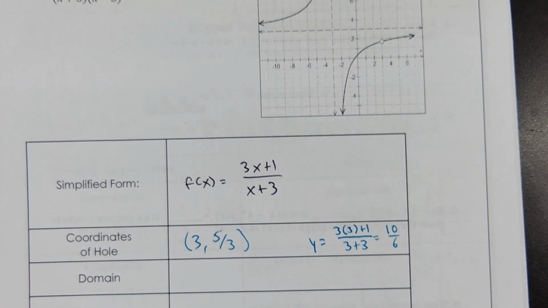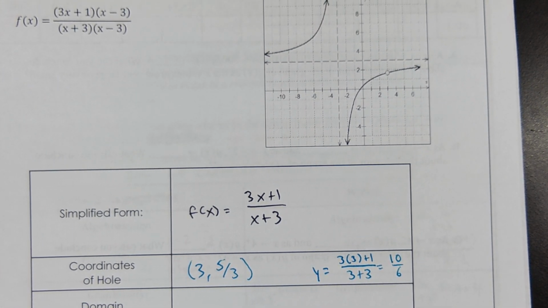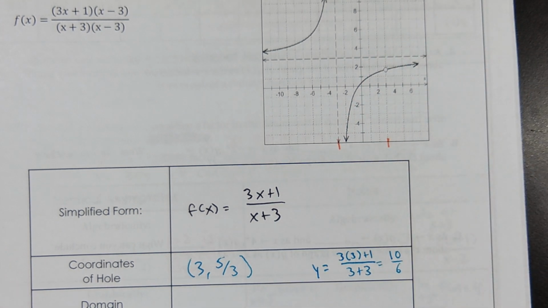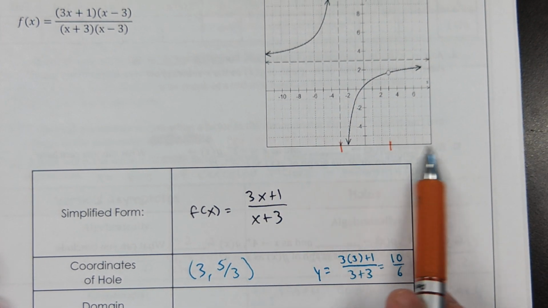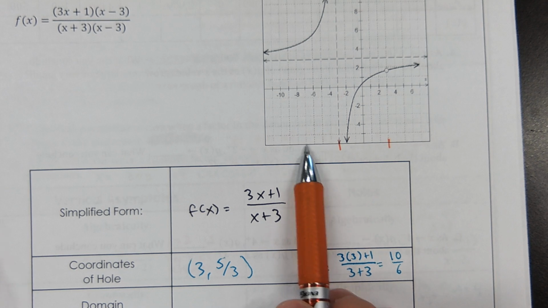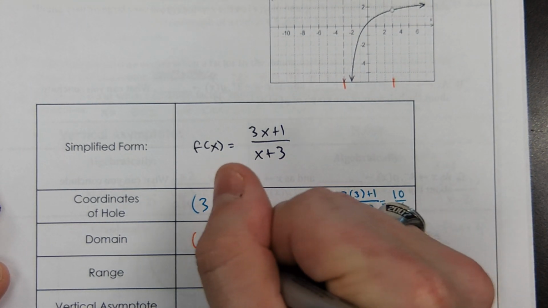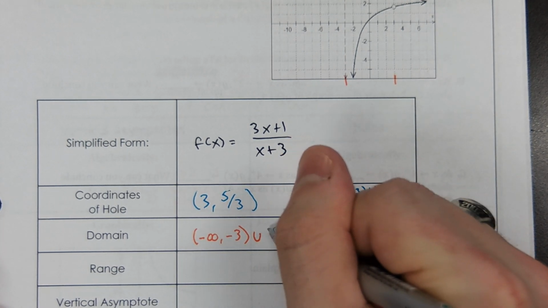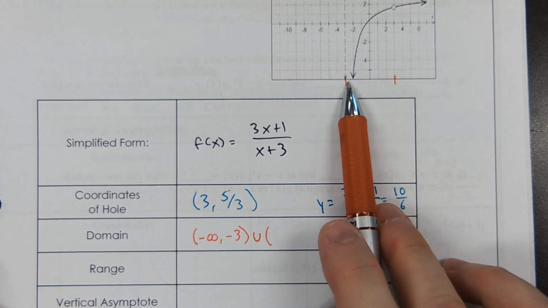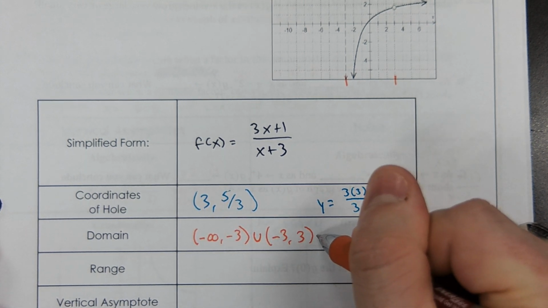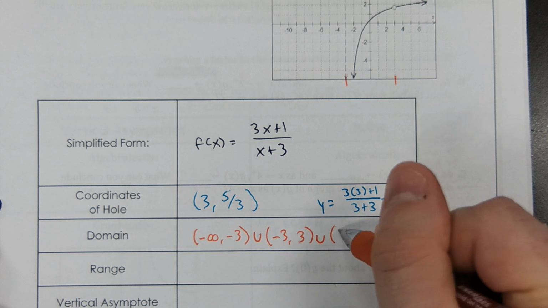The domain of this graph is just all the x's where you're allowed to exist. The graph is not allowed to exist at this x or this x. So hopefully you can see there's 1, 2, 3 zones where the graph exists. We're just going to describe those 3 zones and string them together with unions. This zone is to the left of negative 3. This zone is between negative 3 and positive 3. And the last zone is to the right of positive 3.